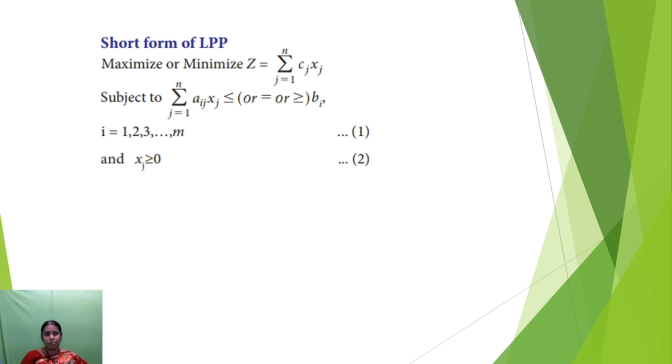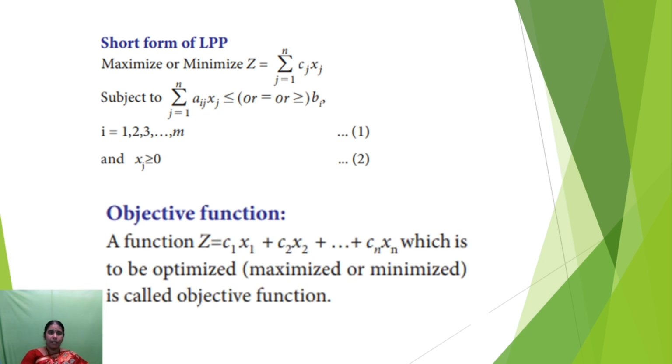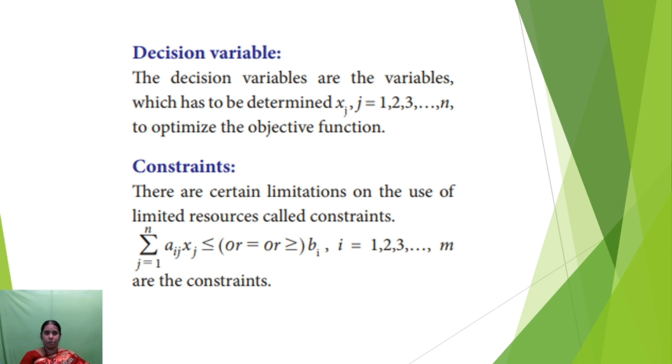So, a linear programming problem appears in this model. What is the objective function? It is the function which is to be optimized, either maximized or minimized. Next, the decision variables. The decision variables are the variables xj which have to be determined to optimize the objective function. Those variables are said to act as the decision variables.